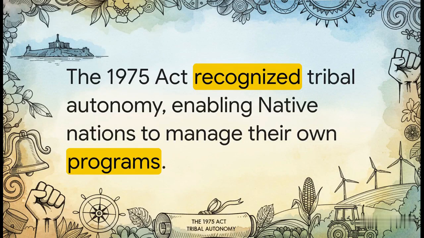So all of this, decades of really hard-fought activism, finally led to landmark legislation. In 1975, the government passed the Indian Self-Determination Act. This formally ended those disastrous past termination policies. It recognized tribal autonomy and finally allowed Native nations to manage their own programs and economic initiatives. It was a completely crucial victory for Indigenous self-determination.